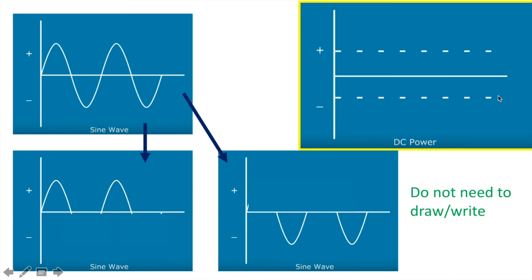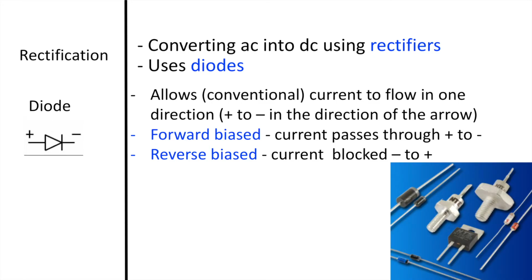We need to have a way to change alternating current into direct current. We call the process of converting AC into DC rectification, and the device that converts AC to DC is called a rectifier. A rectifier allows portions of positive or negative signals to pass to the device.